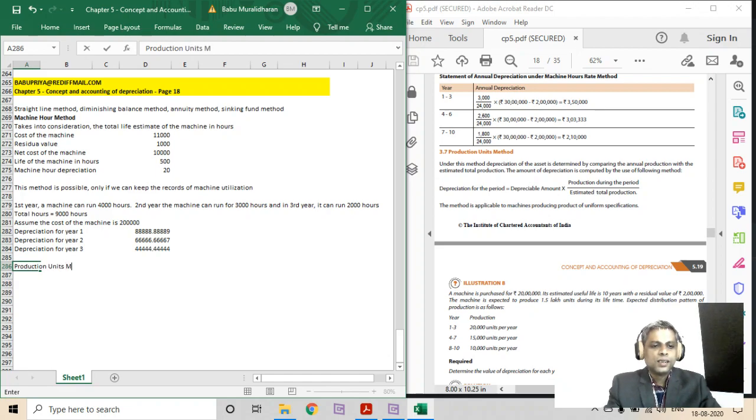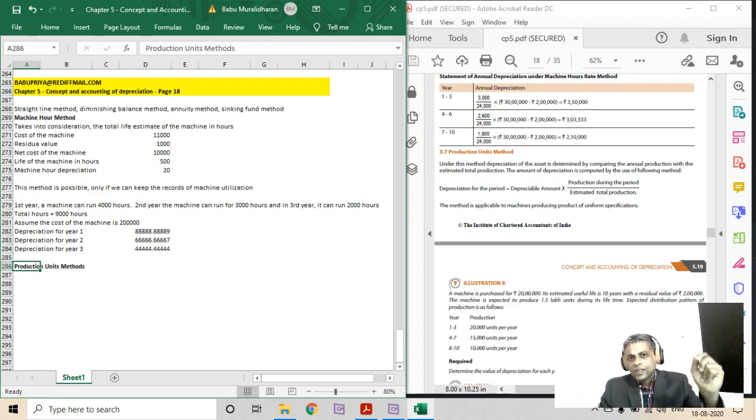Production units method. Friends, you have to understand one point: there can be multiple ways of calculating depreciation. The more common way of calculating depreciation is the diminishing balance method or written down value method. However, there are other methods available for calculating depreciation, and in some cases they are being used as well. Like machine hours, which we also saw, right?